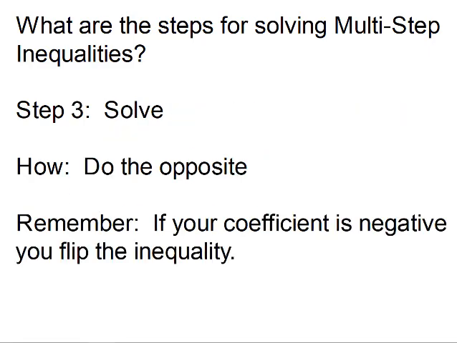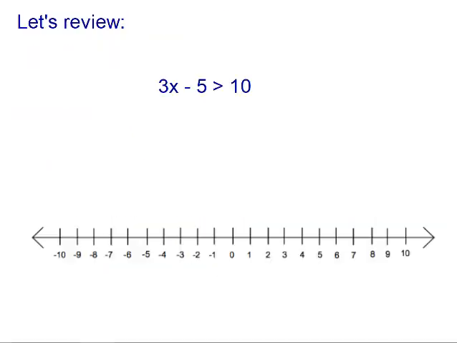Okay. Step number 3, this one's the big one. You solve, and this is where you do the opposite, where you're left with either a multiply or a divide statement. Now the one thing you have to remember is that if your coefficient, the number that's with your letter, is negative, you're going to flip the inequality at the end. Okay, so let's see if we can do a couple of these.